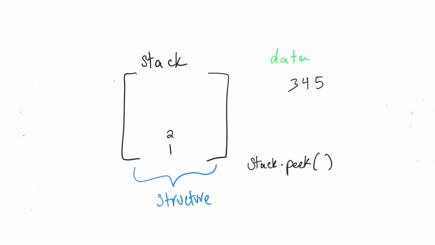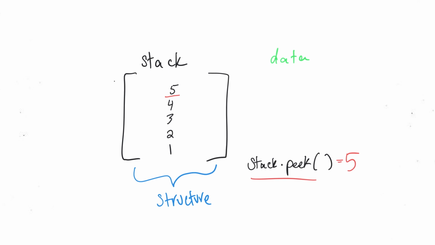So for example, if we have this stack with the values 1, 2, where 2 is at the top of the stack, and we called our stack.peek method, that would just give us access to the value 2. And then let's say later on we added more values, so now we have 1 through 5. If 5 is at the top of the stack and then we call stack.peek, we're going to get access to the value 5. So everything we just looked at is in constant time, so that's pretty good.